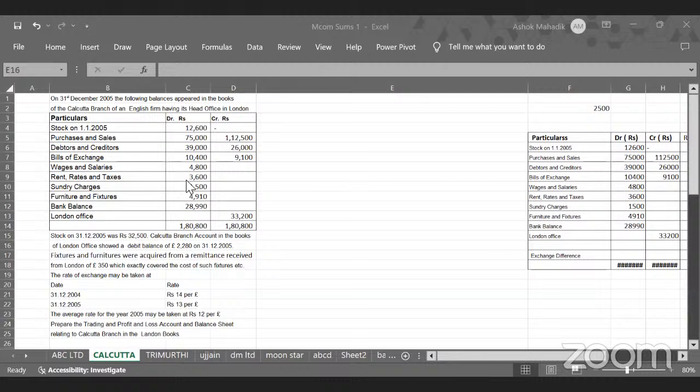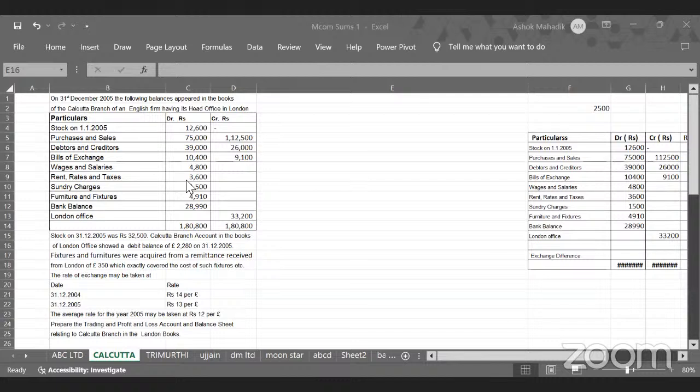Then purchase and sales. This takes place during the year, throughout the year, so we use the average rate. The average rate is given in the third last line: the average rate for the year 2005 may be taken as rupees 12 per pound. So for purchase and sales, it will be the average rate. Is this clear? Debtors and creditors are current assets and current liabilities, so for them we use the closing rate.